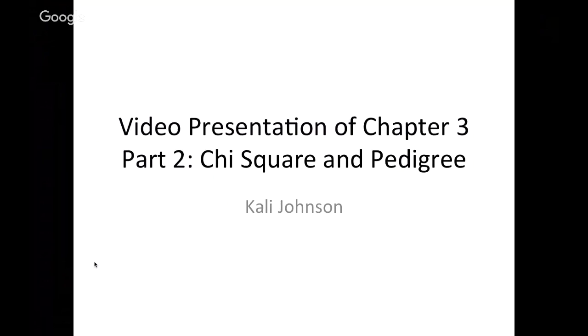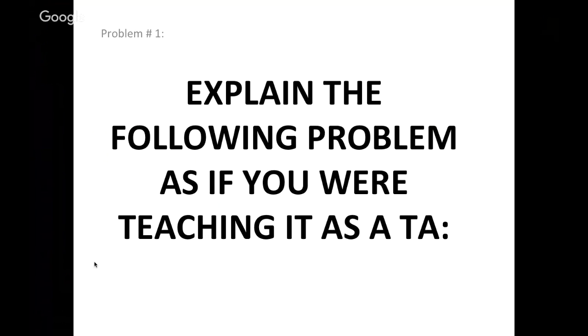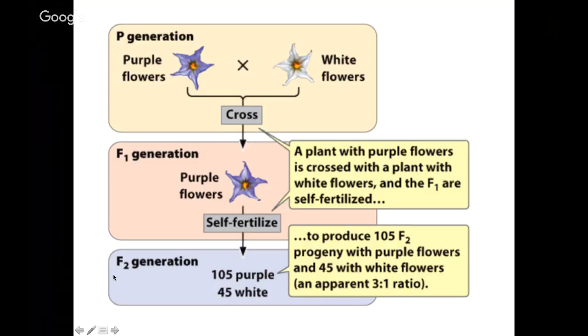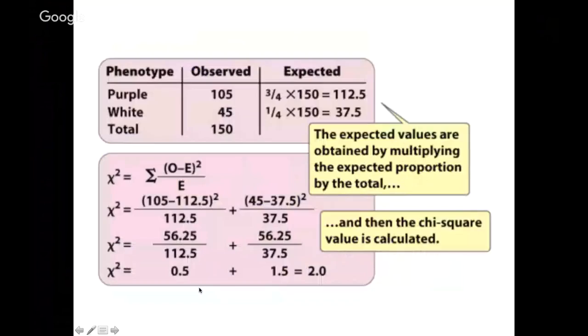Right. Again, this is my video presentation of ChiSquare and Pedigree analysis. I'm going to explain the following ChiSquare analysis from start to finish. You can see that you have a homozygous dominant purple flower and a homozygous recessive white flower crossed to form your F1 generation. After they self-fertilize, you can see a 3-to-1 ratio in your F2 generation of purple to white for a total of 150 progeny.